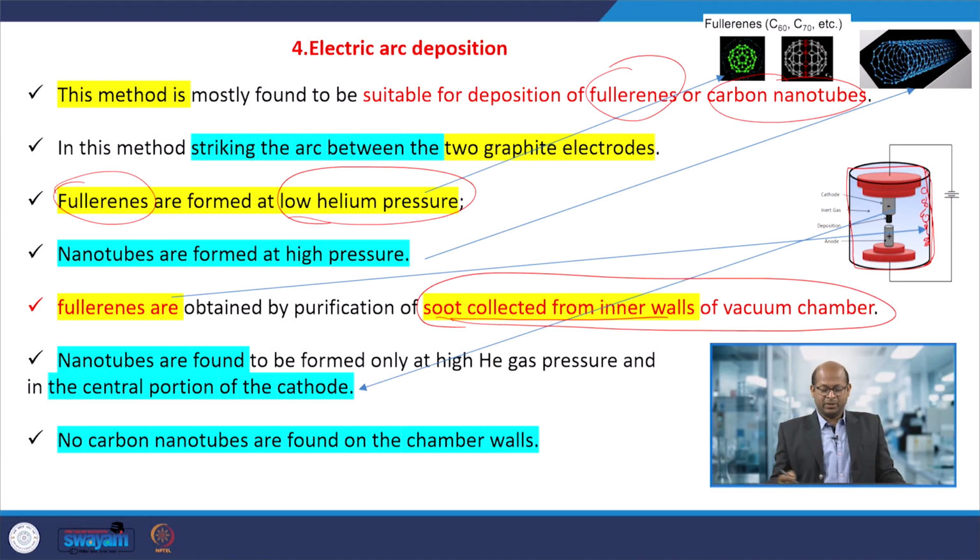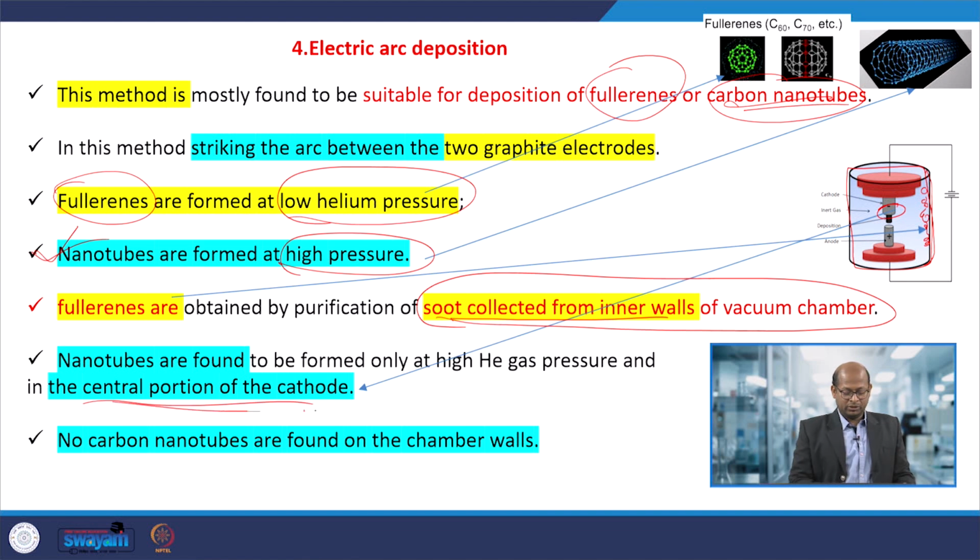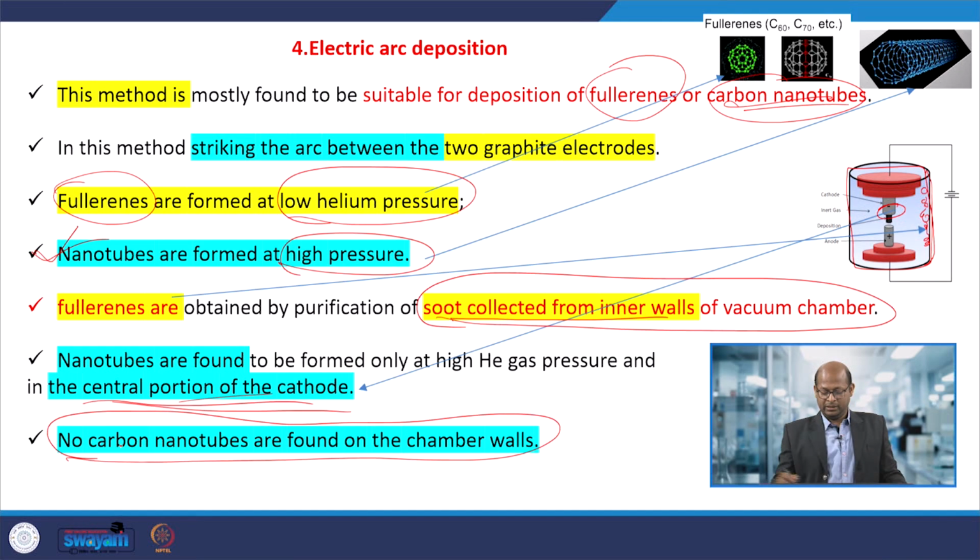Okay, and if you want to prepare carbon nanotubes or CNT, for that we have to create high pressure in the chamber, and then carbon nanotubes will form. Here is the cathode, and in the central portion of the cathode these carbon nanotubes will be deposited, and we can collect them from that cathode. No CNT will be deposited at this surface, only fullerenes will be deposited at the surface of the walls, and carbon nanotubes will be deposited at the cathode surface.